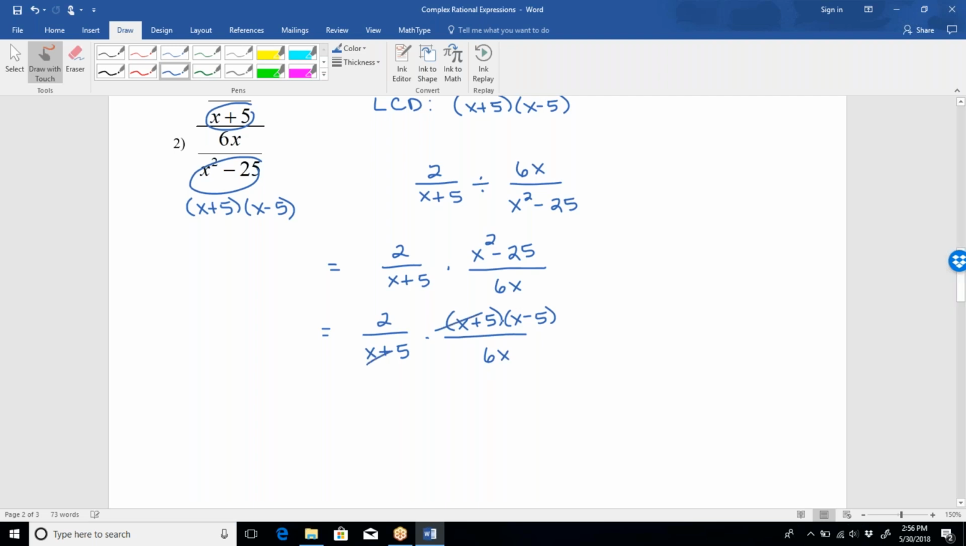Okay, and then I can cross cancel a common factor of x plus 5. And so in the numerator, when I multiply straight across, 2 times x minus 5 is 2 times the quantity x minus 5. And then I just have 6x left in the denominator. And so this would be my answer. Now you're welcome to distribute that 2 if you would like, but it is okay to also leave your answer in factored form.